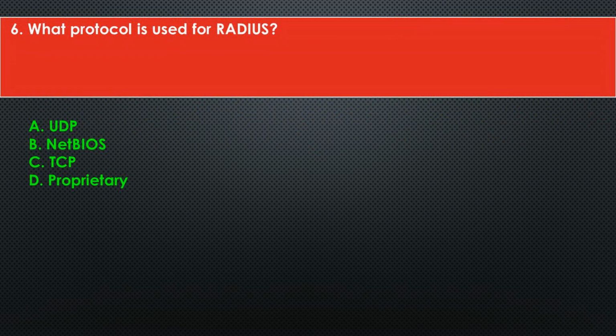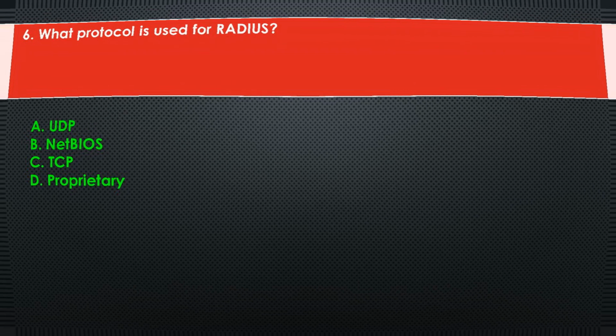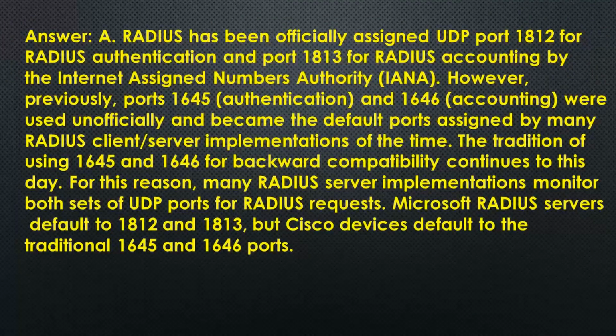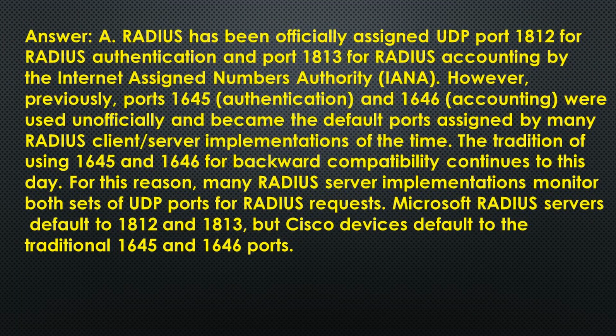6. What protocol is used for Radius? A. UDP. B. NetBIOS. C. TCP. D. Proprietary. Answer: A. Radius has been officially assigned UDP port 1812 for Radius authentication and port 1813 for Radius accounting by the Internet Assigned Numbers Authority, IANA.